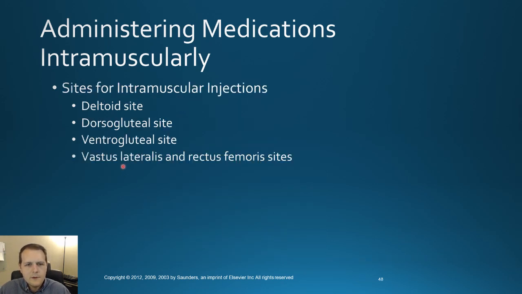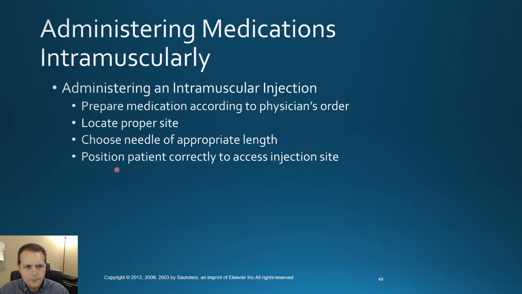Typical sites for intramuscular injections include the deltoids, the dorsogluteal site, ventral gluteal, things like that, vastus lateralis occasionally, or rectus femoris. Those are the most common places you're going to be injecting this. Imagine if you're giving yourself an intramuscular, say, EpiPen injection or something. A patient's giving it themselves. Usually the vastus lateralis is the most common use in those cases.